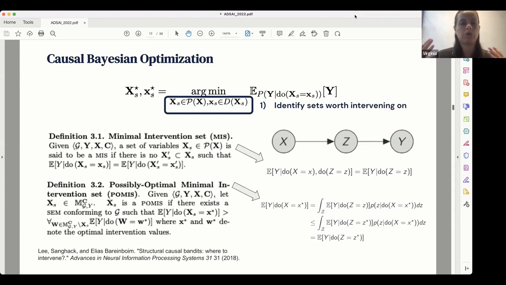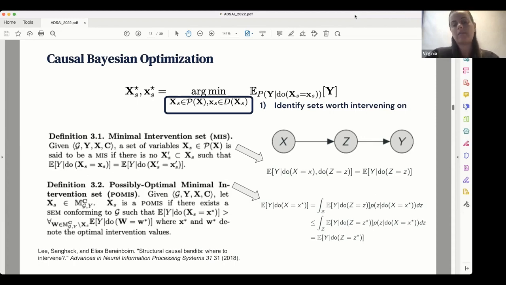Just to make this a bit more concrete, if we look at the causal graph X, Z, and Y here, we can notice that Y is independent of X given Z, and therefore the expected value of Y given an intervention on both X and Z is equal to the expected value of Y given that we only intervene on Z. So we don't want to intervene on X and Z because we would pay a higher intervention cost. We're intervening on two variables instead of one, but we would be getting the same output value.